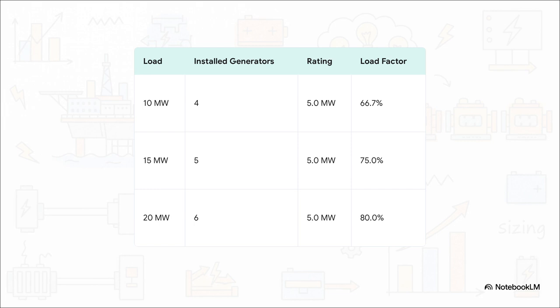That N-1 rule ensures that if one of those 5 generators totally fails, the remaining 4 units can still comfortably handle the entire load, typically operating somewhere between 66.7% and 90% of their total capacity. It is all about maintaining continuous, safe operation no matter what.